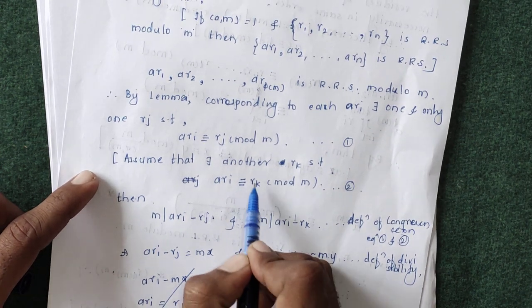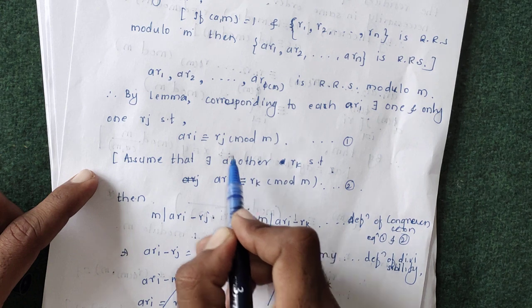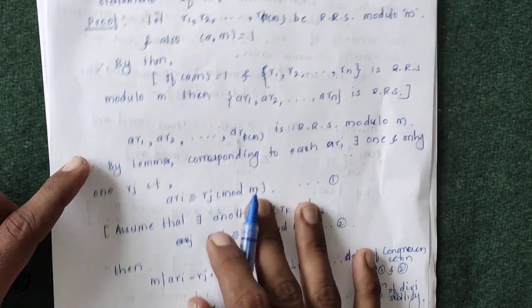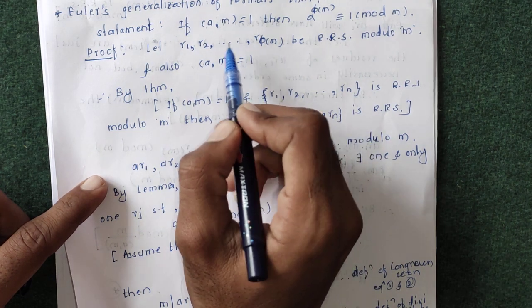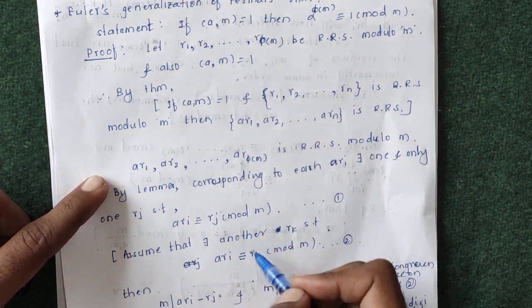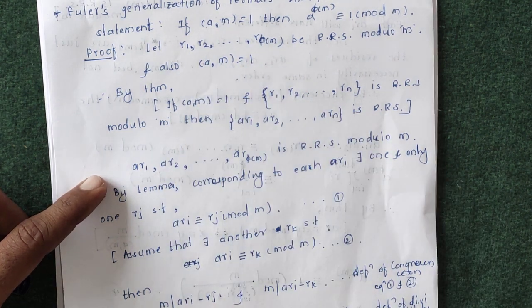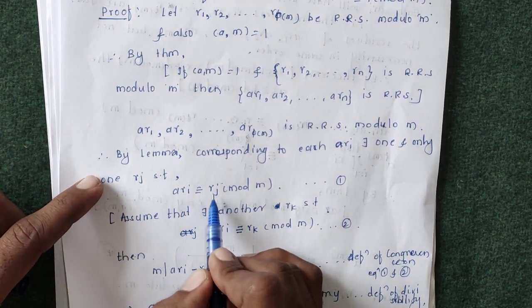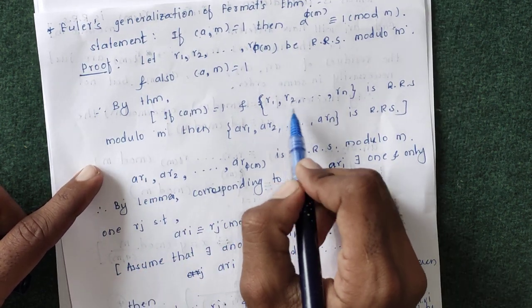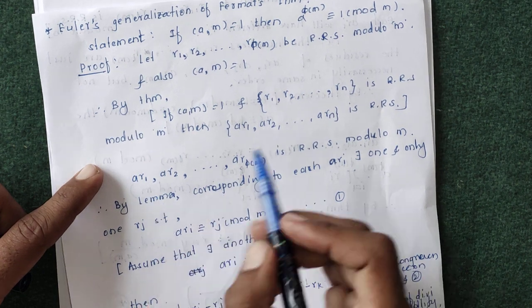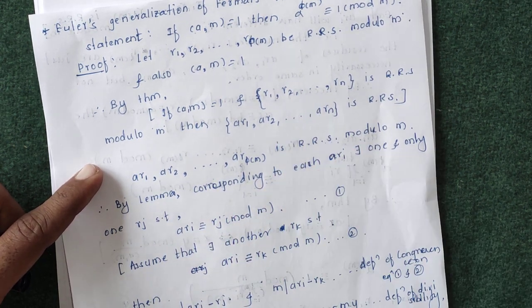So, if we get another rk, then this rj becomes congruent to rk. But these two are not congruent, since rj and rk belong to the reduced residue system, and if these two were congruent to each other, that would give a contradiction to our reduced residue system. So, this rj must be unique, that is, for each ari there exists one and only one rj such that ari is congruent to rj modulo m.